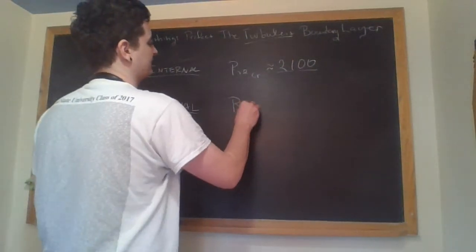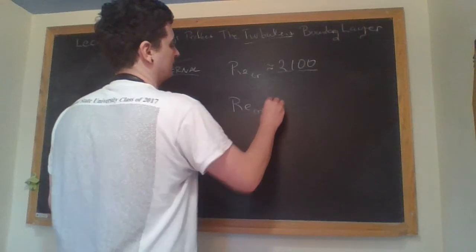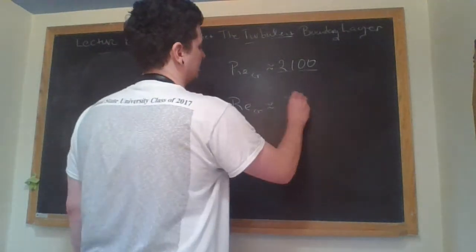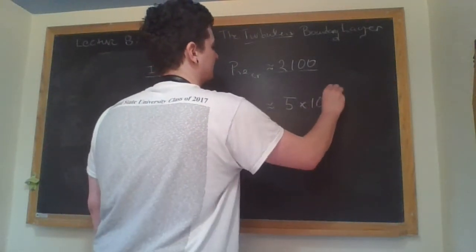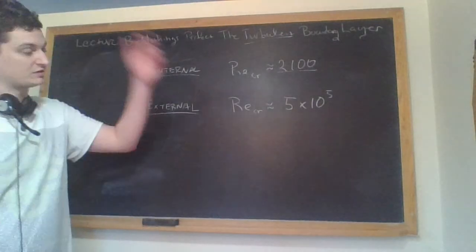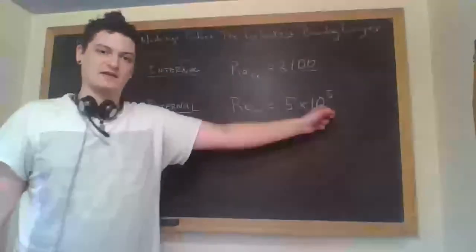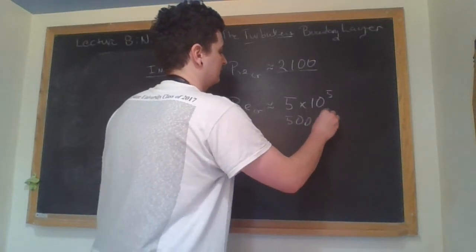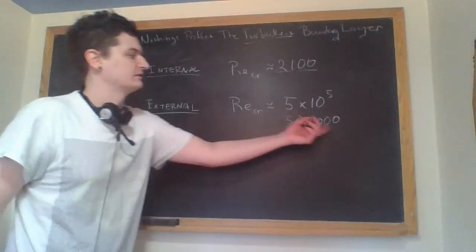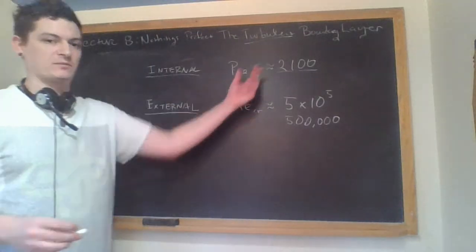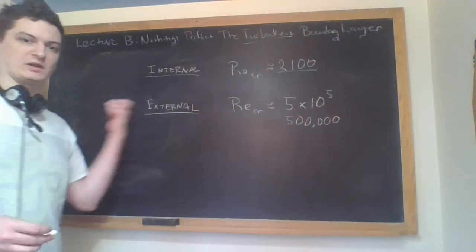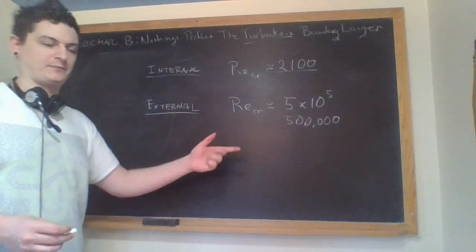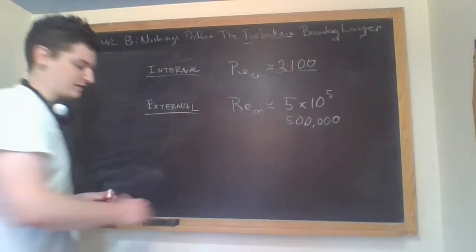External flow has a different critical number. This critical number is a lot bigger. It's huge. It's 5 times 10 to the 5. So much bigger, but the same process happens where you're tripping from a laminar flow to a turbulent flow. You just have a different critical Reynolds number.